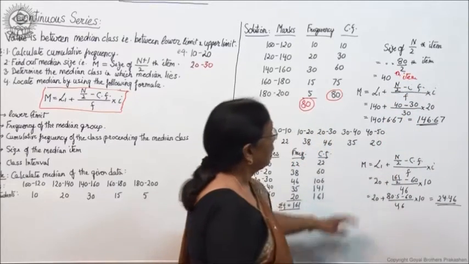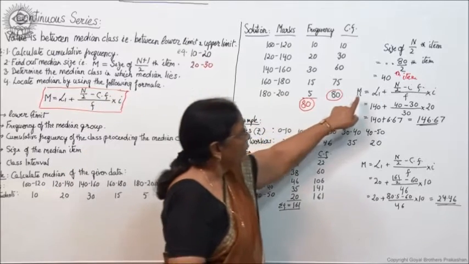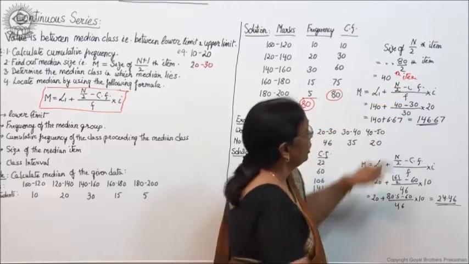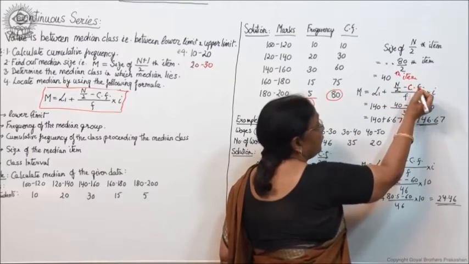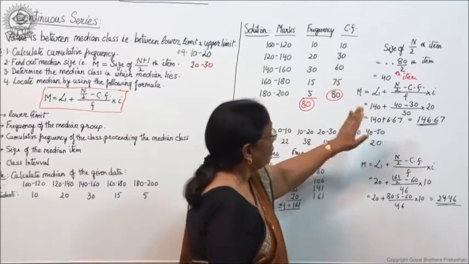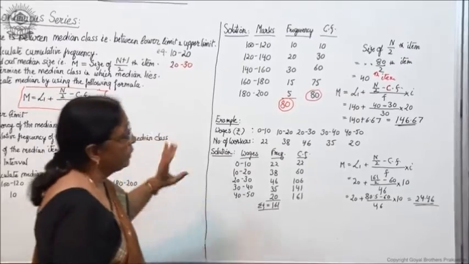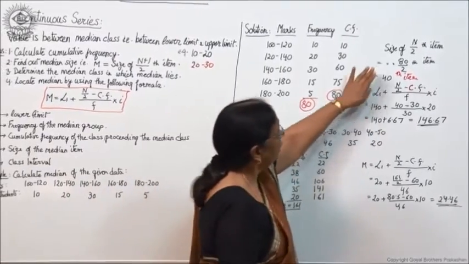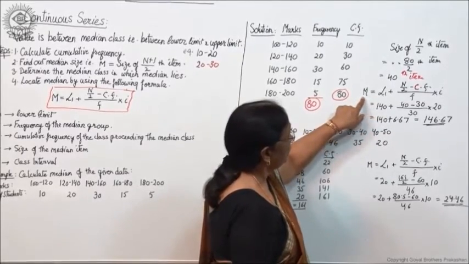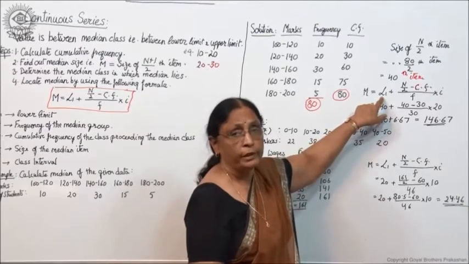right? Now, you will apply the formula as I gave you here, the same formula. Median is equal to L1 plus n upon 2 minus CF upon F into I. Now, as I have given you here, what does L1 stand for and what does CF stand for? Accordingly, we have taken the values here. M is for median, L1 is the lower limit of the median class.